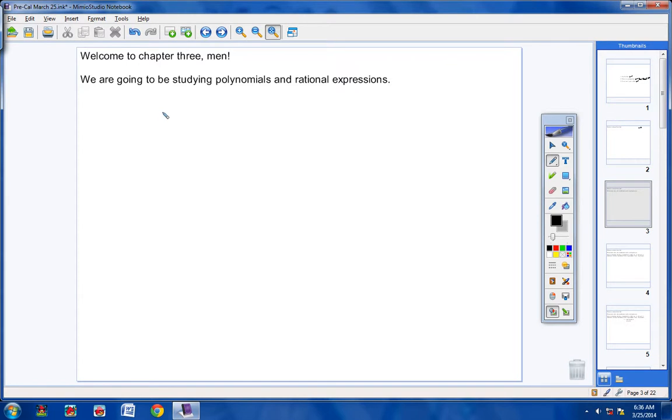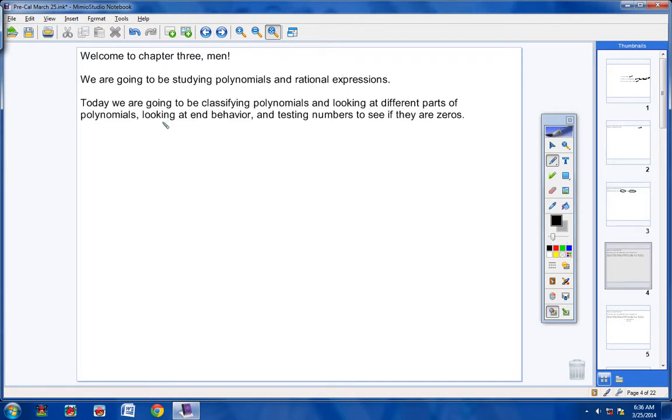We're going to be studying polynomials and rational expressions in this chapter. Those are the two main things that we're going to be focusing on. But today we're going to take polynomials and classify them. And then after we've classified them, we're going to look at different parts of the polynomials. Okay, so we're going to classify them, learn how to put them in a certain order, look at different parts, and then we're going to look at end behavior of polynomial functions. Now that deals with graphs, okay? And then we're going to test numbers to see if they are zeros. This part here is mega easy. Okay, so that's what we're going to do today.